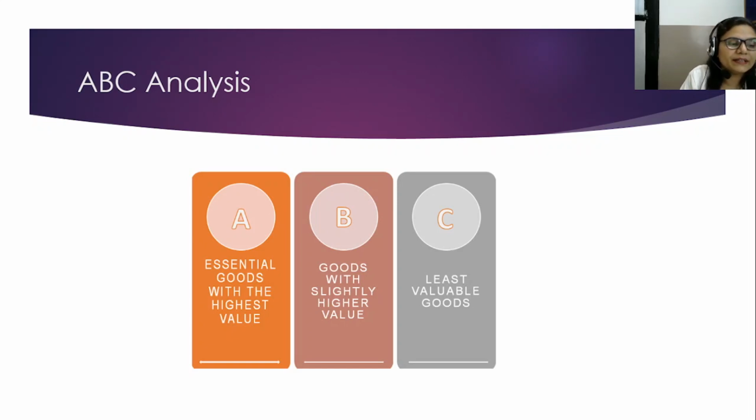Next is B category. These are the items having slightly higher value but lower than the A category. These amount to about 30% of the total inventory in a company, which accounts for 15 to 20% of annual consumption value. Next comes the item C.